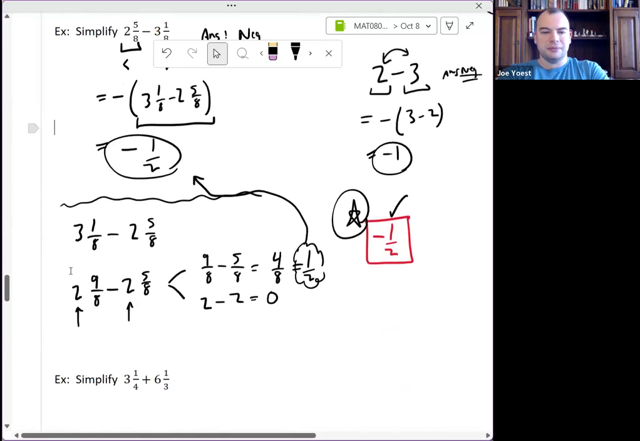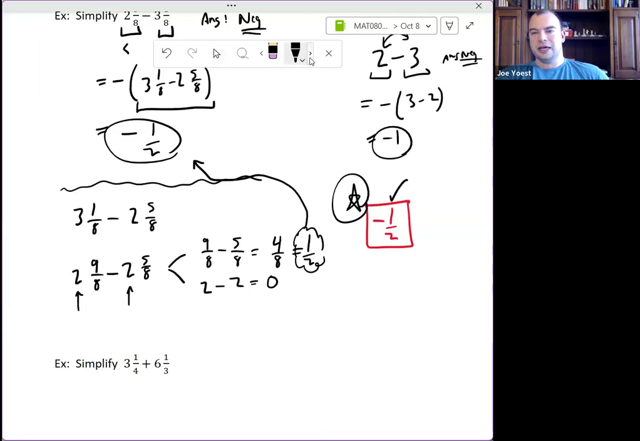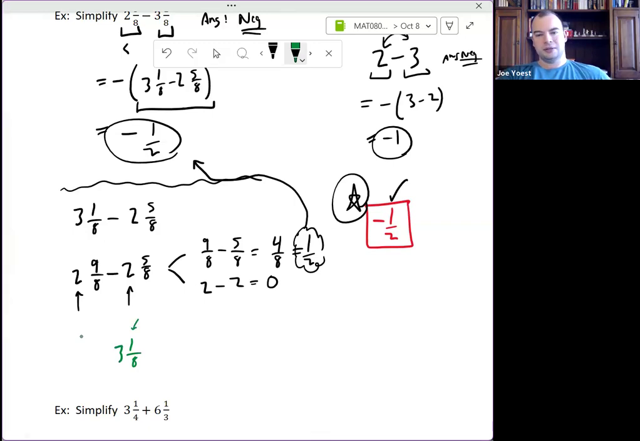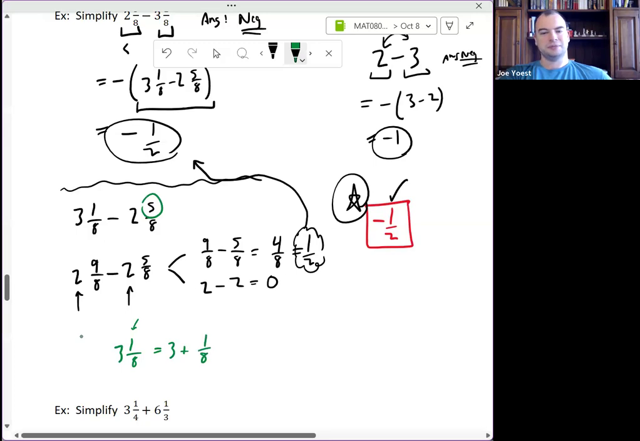Where did I get the 9 from? Yeah, good question. So let me get a little more room here. We have 3 1/8, but this doesn't give me enough slices of size 1/8 to take away 5 of them. So I need more slices of 1/8. Where can I get them from? Well, first I can think of 3 1/8 as 3 plus 1/8. But 3, I could take one of those wholes. I have 3 wholes. I could take one of the wholes and split it off.